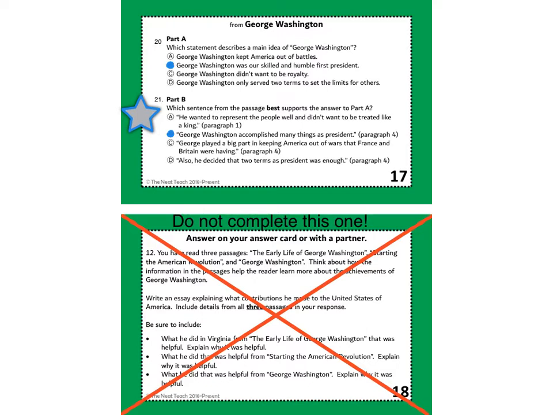Now this one was commonly missed, so we're going to take a minute to talk about it. Part A, that asked about the main idea. The best answer was B. George Washington was our skilled and humbled first president. And then part B, I'm looking for evidence to back that up. Well, George Washington accomplished many things as president, proving he was skilled as the strongest evidence. I think many of us chose the distractor.